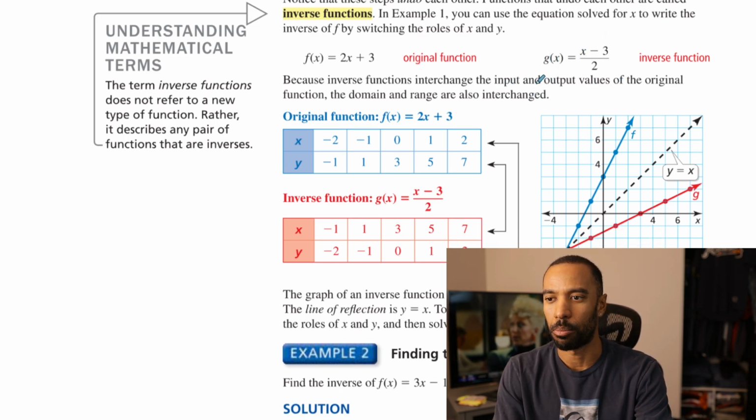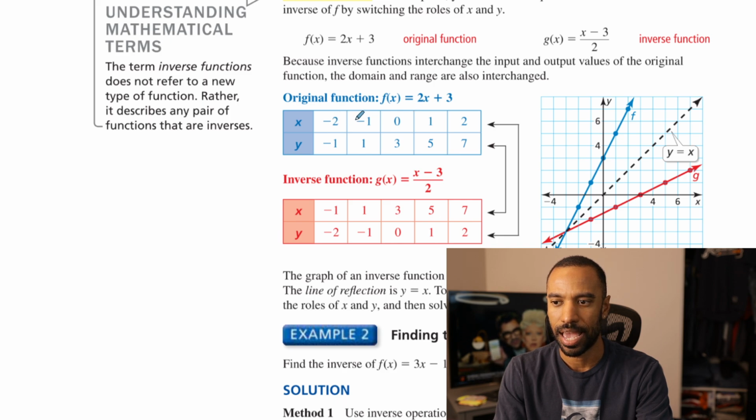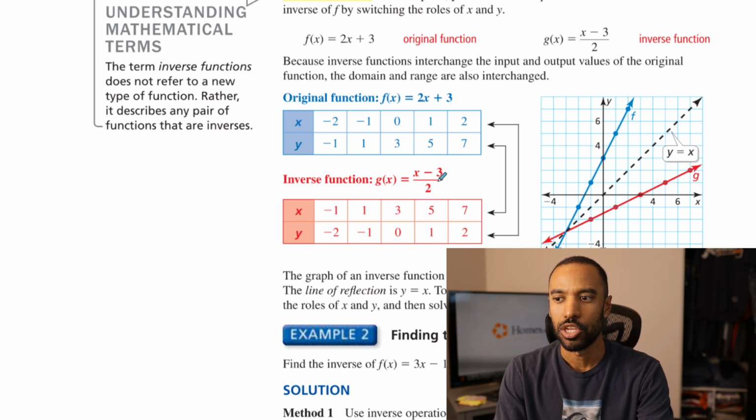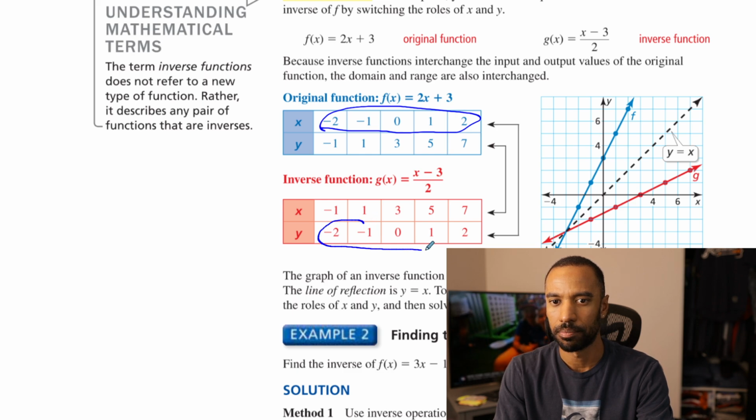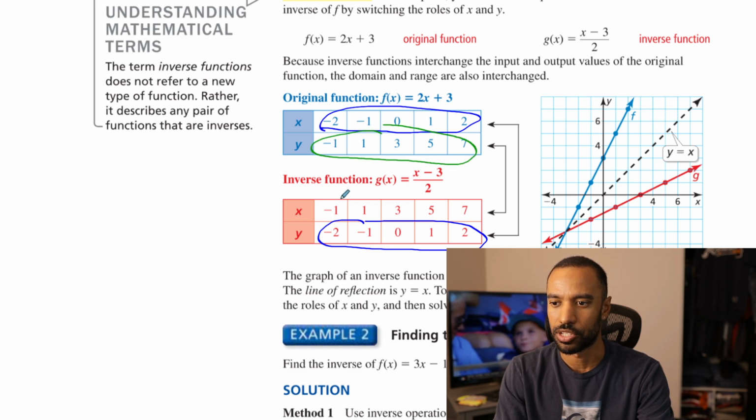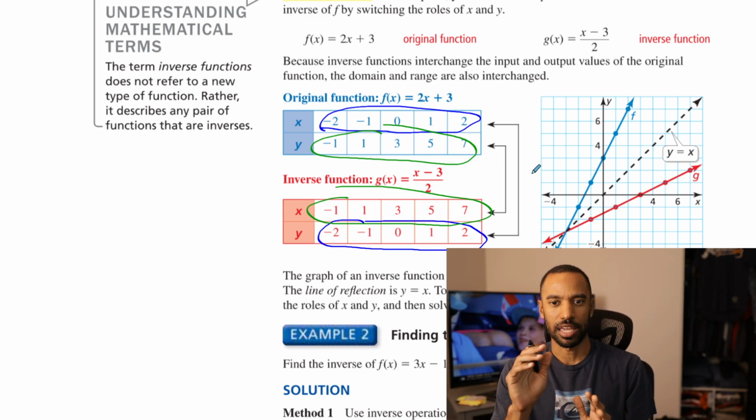And how do they compare here? The inputs and outputs switch. The original function, 2x plus 3, has these for x and these for y. When you look at the inverse function, the x's and y's swap with each other. Whatever was x here is now y. Whatever was y here, let's use a different color, whatever was y here is now x. So they completely trade places with each other in inverse functions.